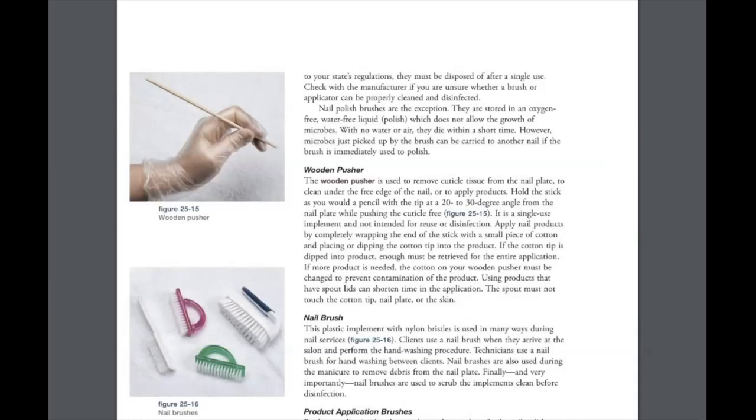Nail brush. This is a plastic implement with nylon brushes, and it is used in many ways during the nail service. Clients use a nail brush when they arrive at the salon and perform the hand washing procedure. So these are the nail brushes that they tell you to use when they're done with your nails or they're about to apply the polish. They tell you to go wash your hands and use the brush and scrub and brush your nails while you're washing your hands, and then typically it will go in the trash. They're used to remove the debris from the nail plate, and it's very, very important. Nail brushes are used to scrub the implements clean before disinfection. This is a single-use implement. It will go in the trash.